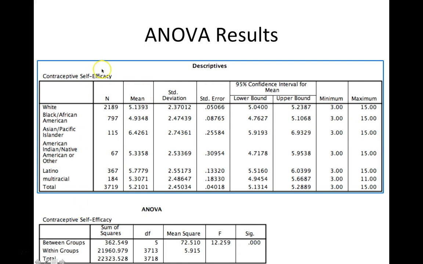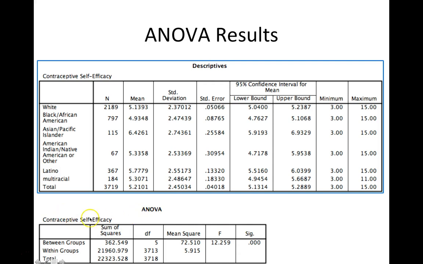So what we see here is the group size, the mean and standard deviation and standard error, these 95% confidence intervals, which I believe your book talks about a little bit, but we won't spend much time with here, and then the minimum and the maximum. The scale minimum and maximum for most of these is 3 to 15. And then down here we have the actual ANOVA.